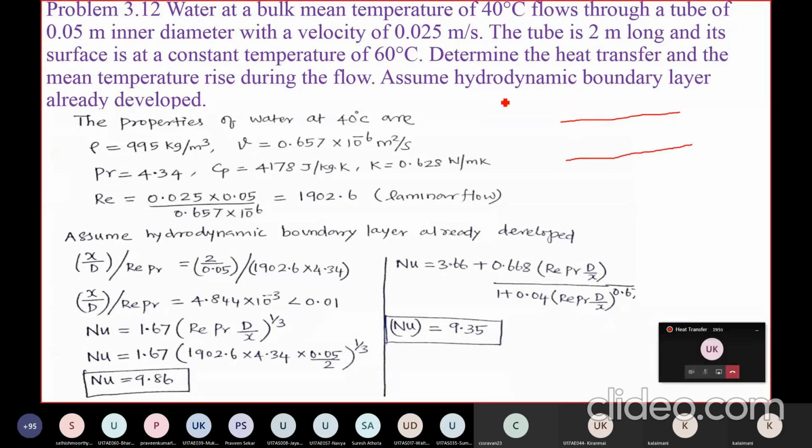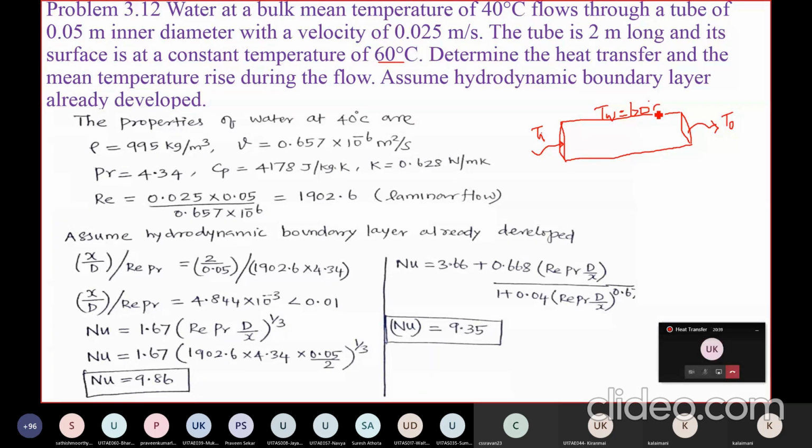So we consider the flow through the pipe. Some water is flowing through the pipe. The inlet temperature is Ti, and the outlet temperature of the fluid is To. Then this duct is maintained at a wall temperature Tw, which is given as 60 degrees Celsius.